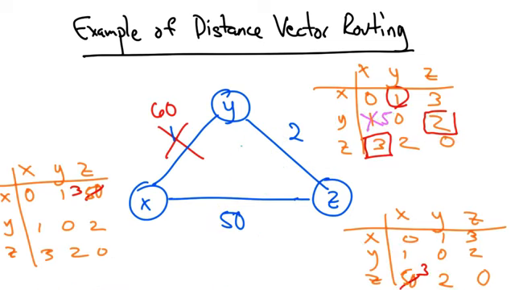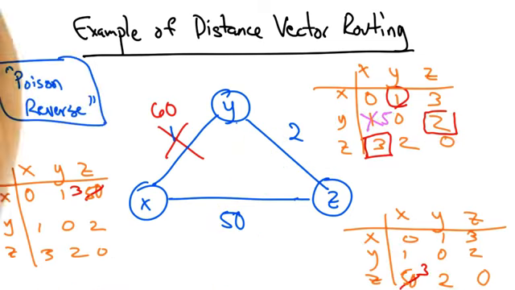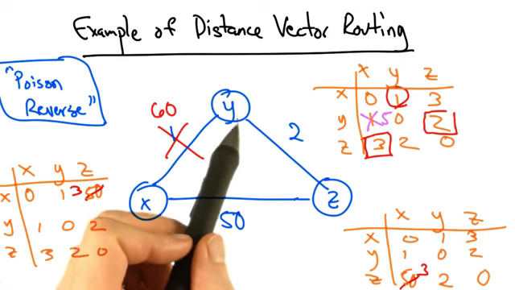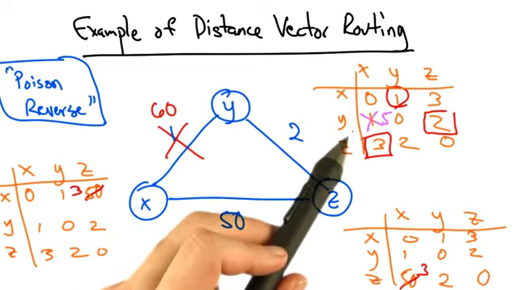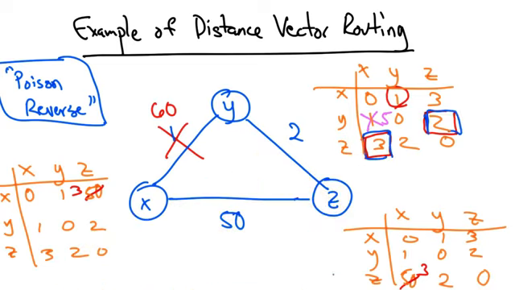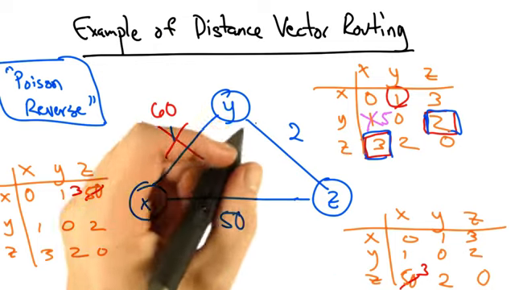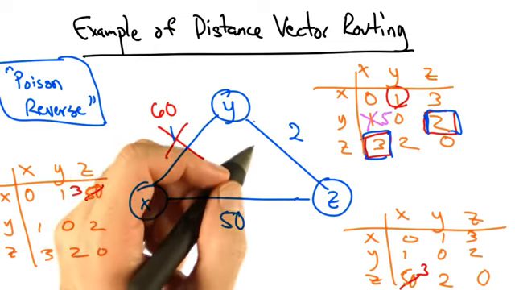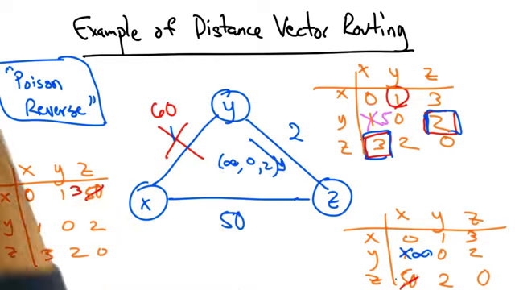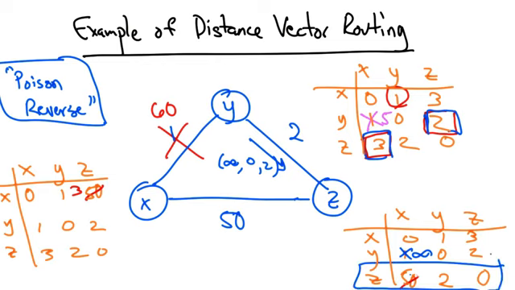This problem is called the count to infinity problem, and the solution is called poison reverse. The idea here is that if y must route through z to get to x in its table, as it did here, then y advertises an infinite cost for the destination x to z. So instead of sending 50, 2, y would send infinity, 2. This would thus prevent z from routing back through y, and immediately it would choose the shortest path to x of path cost 50.